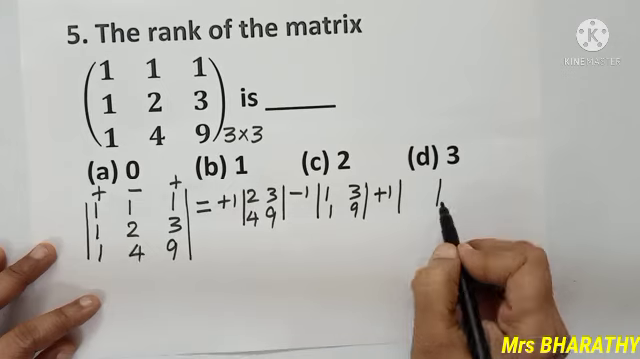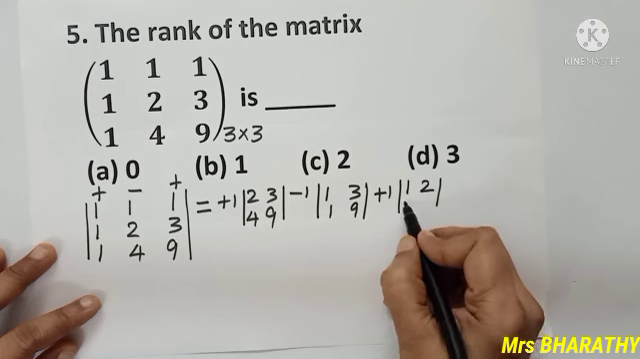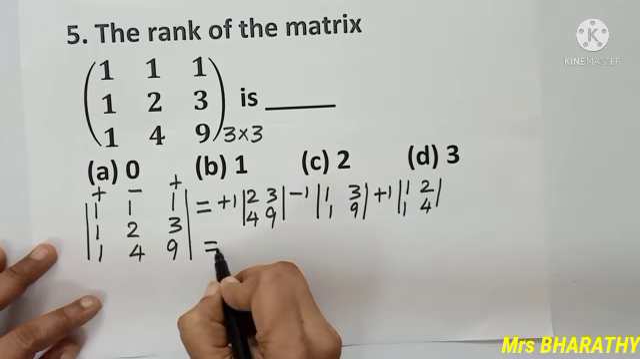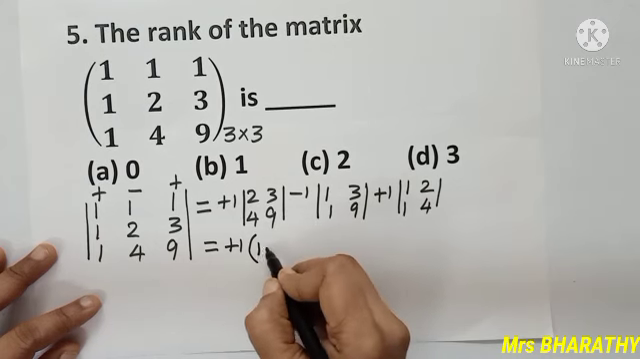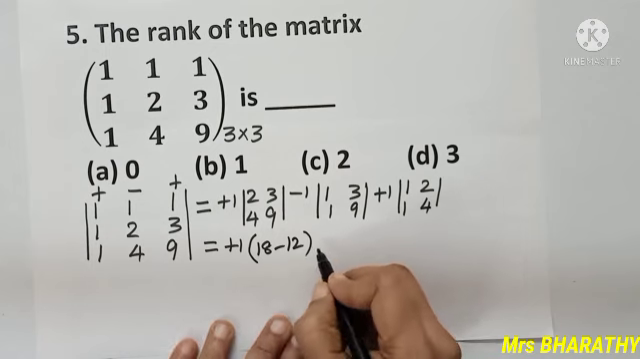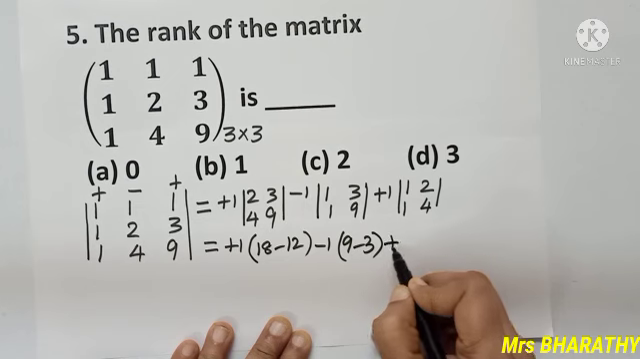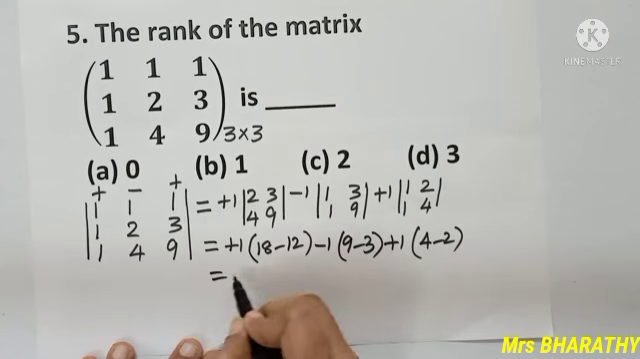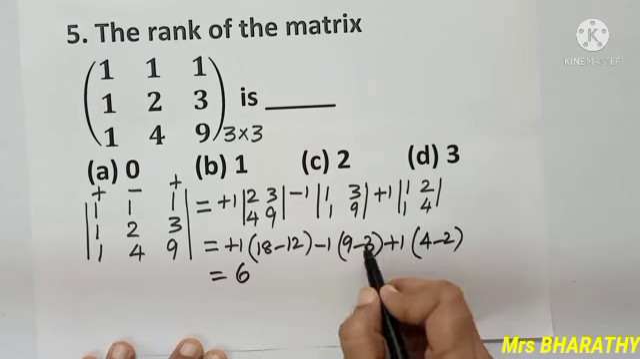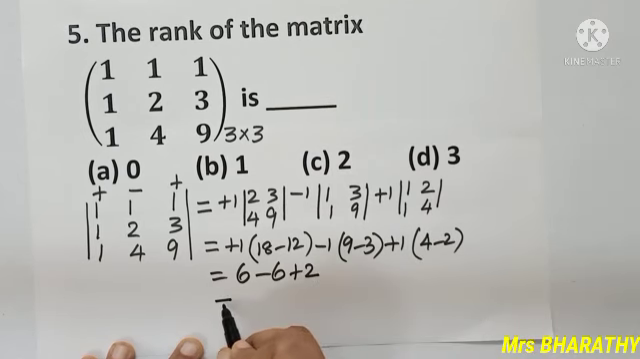Plus 1 into, hide the row, hide the column. I get 1, 2, 1, 4. As we expand, plus 1 into 18 minus 12, minus 1 into 9 minus 3, plus 1 into 4 minus 2. As we simplify, 6 into 1, 6 into minus 1, 2 into 1. My answer is not equal to 0.